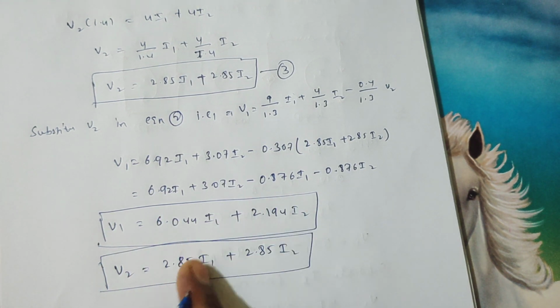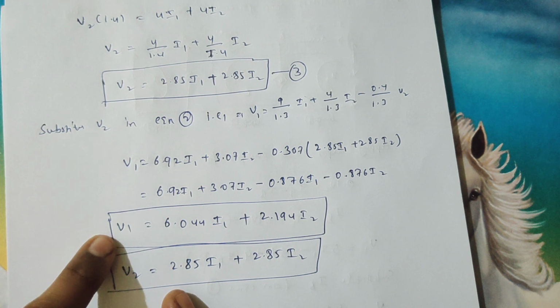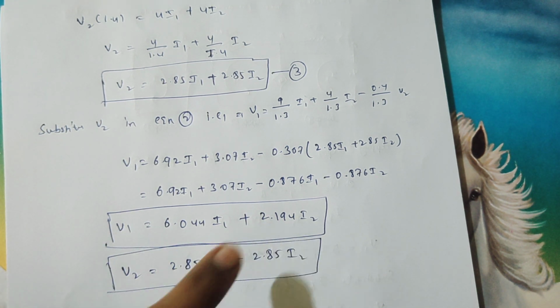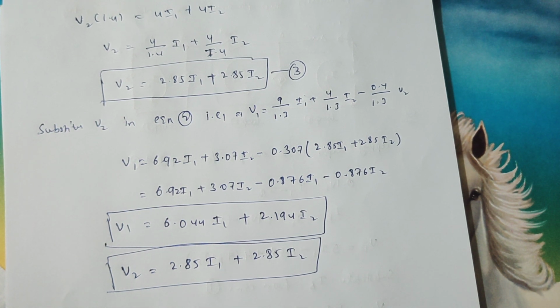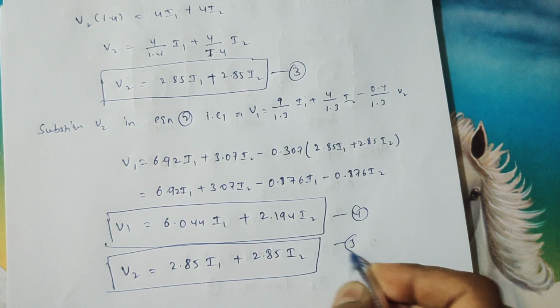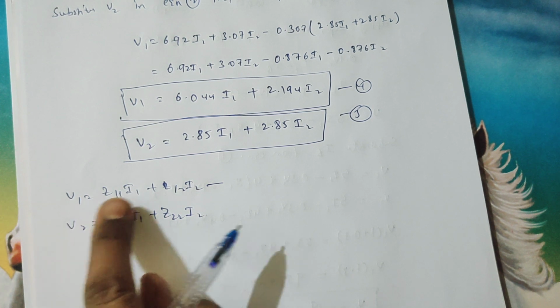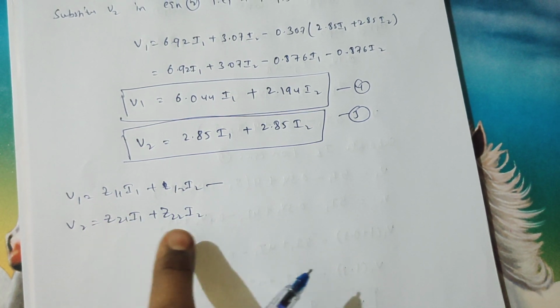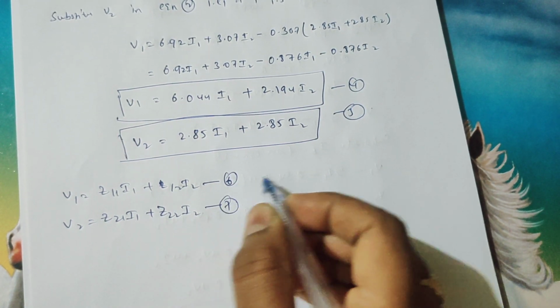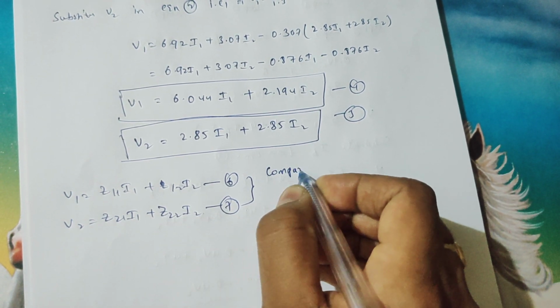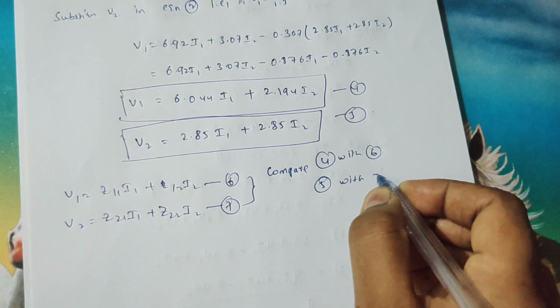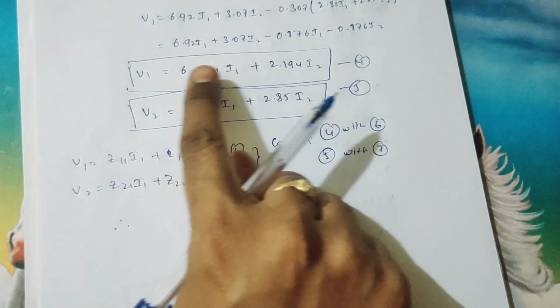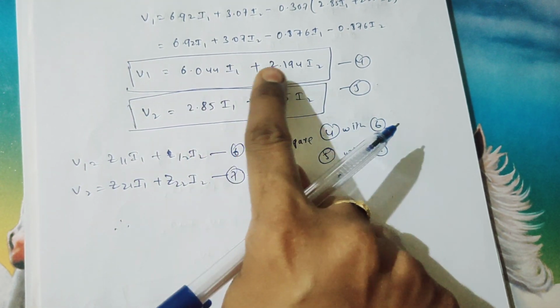So from this we can say that these equations in terms of Z parameters, V1 and V2 depend upon I1 and I2. So in general V1 is equal to Z11 I1 plus Z12 I2, V2 is equal to Z21 I1 plus Z22 I2. Now compare these equations. Make them equations 4 and 5, and V1 is equal to Z11 I1 plus Z12 I2, V2 is equal to Z21 I1 plus Z22 I2 as equations 6 and 7. So compare equation 4 with 6, similarly 5 with 7. So V1 is equal to Z11 of I1 plus Z12 of I2.